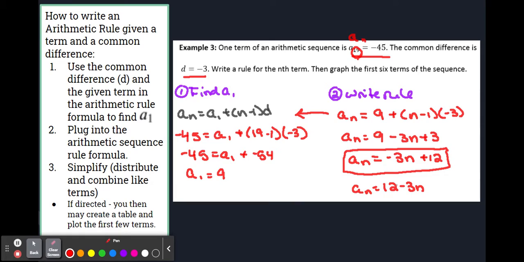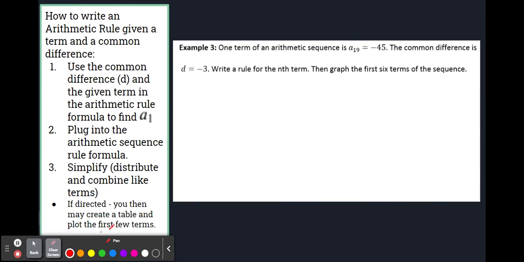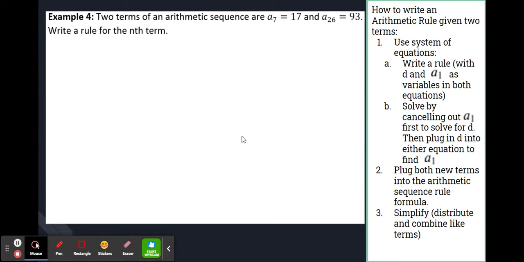The very last thing, it says, if directed, you may have to make a table and graph it. I'm not going to go through that step, but you should be able to take 1 through 6, plug it in, find your terms, and when you graph it, you'll find that it does create a line. It is a linear equation. Okay, again, we'll do some practice.